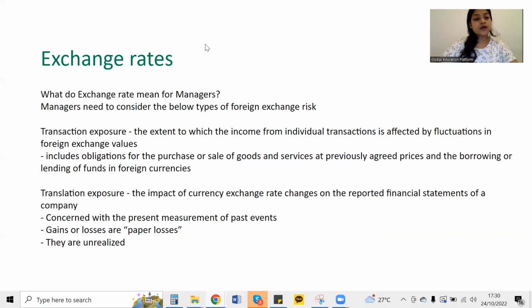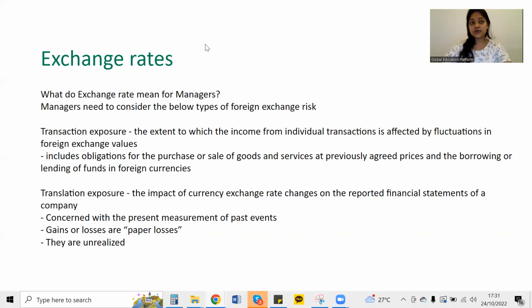Right. So this is about what exchange rates mean for managers. Managers need to consider the below types of foreign exchange risk. Transaction exposure, the extent to which the income from individual transactions is affected by fluctuations in foreign exchange values. So these may include obligations for the purchase or sale of goods and services at previously agreed prices, and borrowing or lending of funds in the foreign currency.